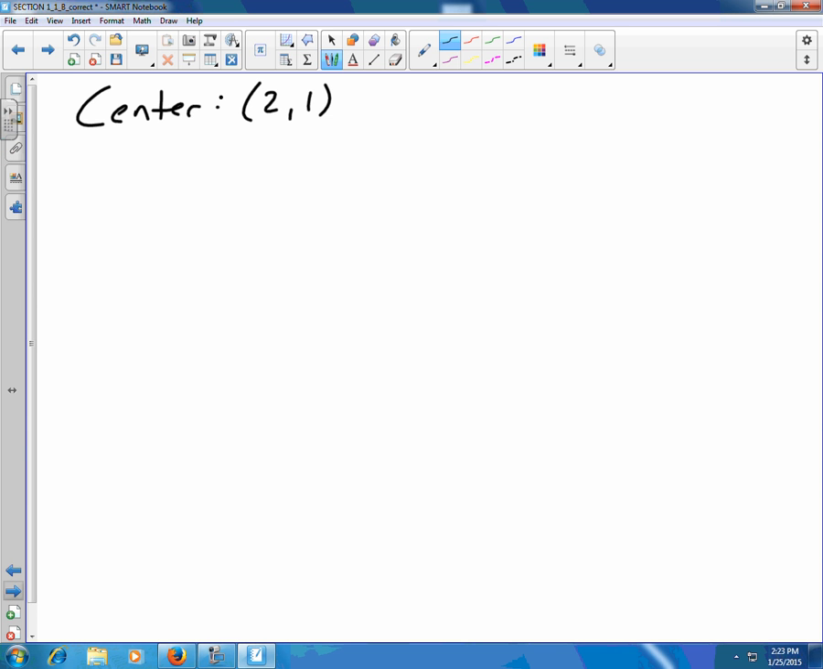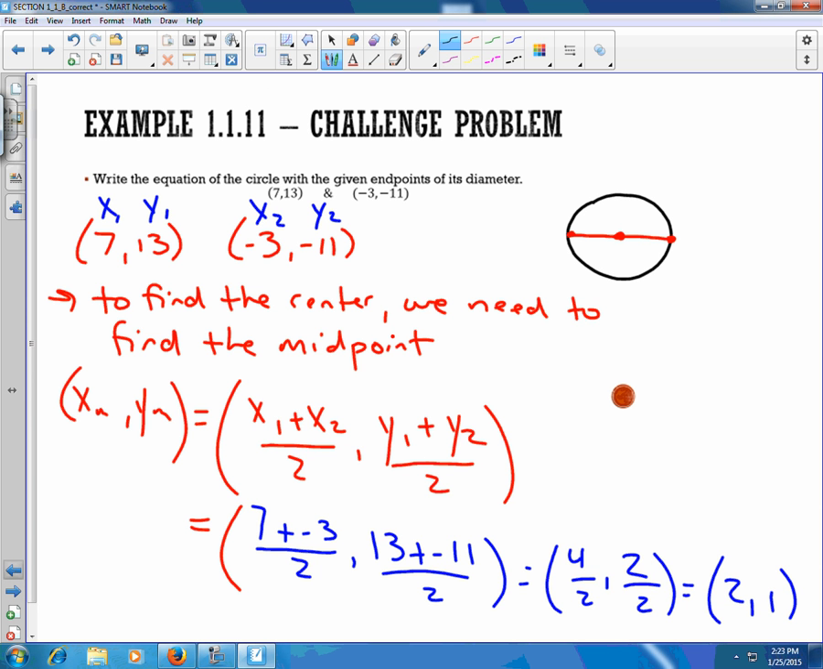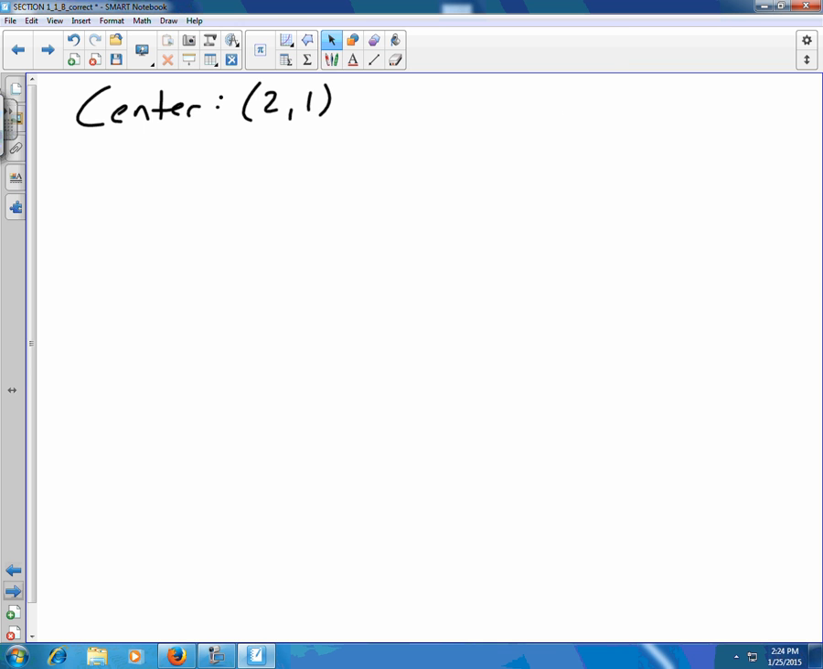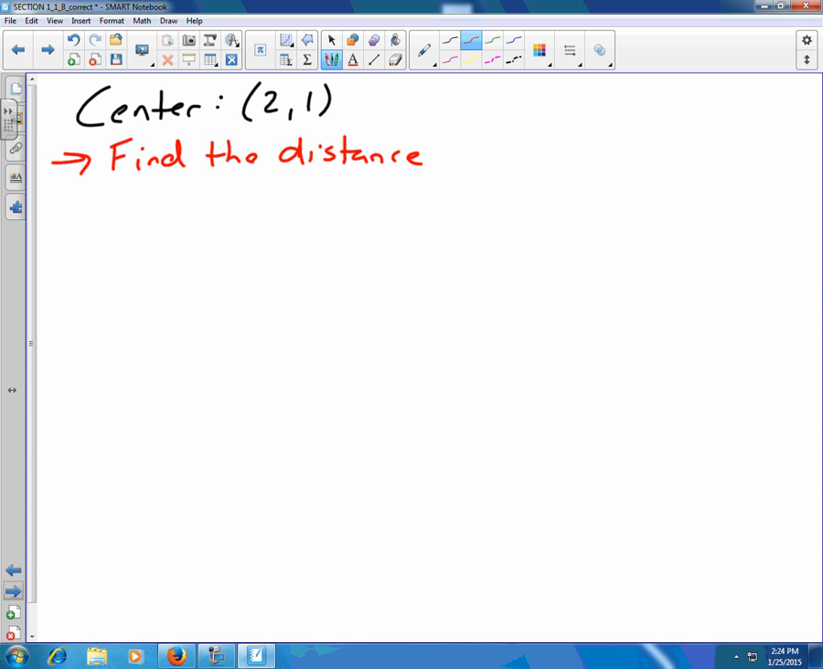So we're halfway to getting the equation. Now we need to find the radius. Well, the radius of the circle is the distance from the center to the outside. So we need to only find the distance between the center and one of these other 2 points. So if we choose (7, 13), we want to find the distance between the center and one endpoint.